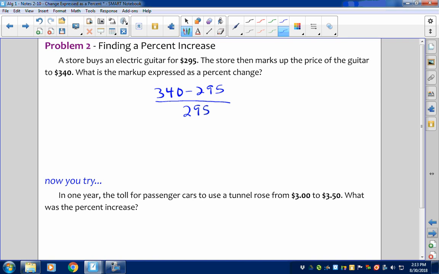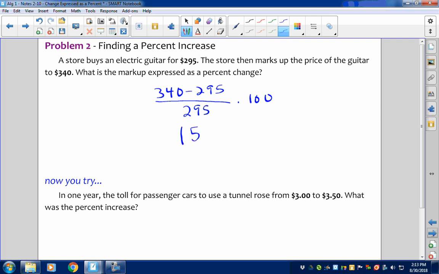And then don't forget the times 100. I don't usually put the times 100 on here. I just move the decimal 2 places over. So usually when you look at it, just know that we're talking about percent. You need to move it over, but according to the equation, there it is. What do you get? About 15%.